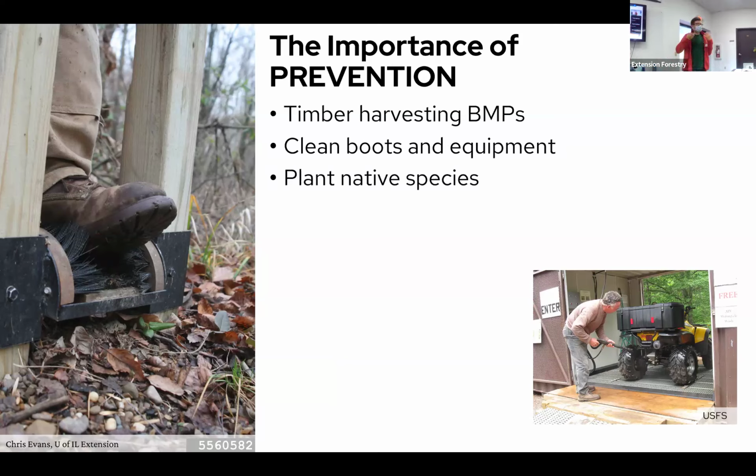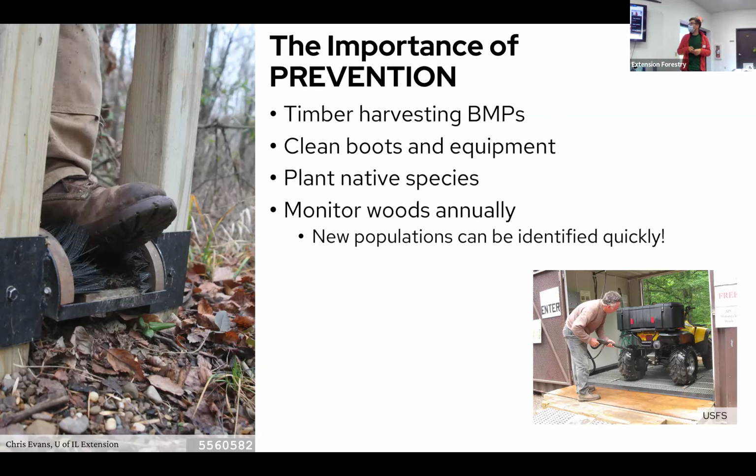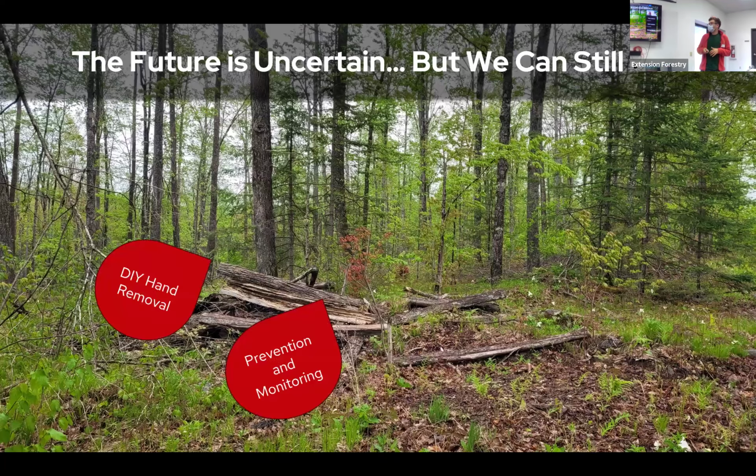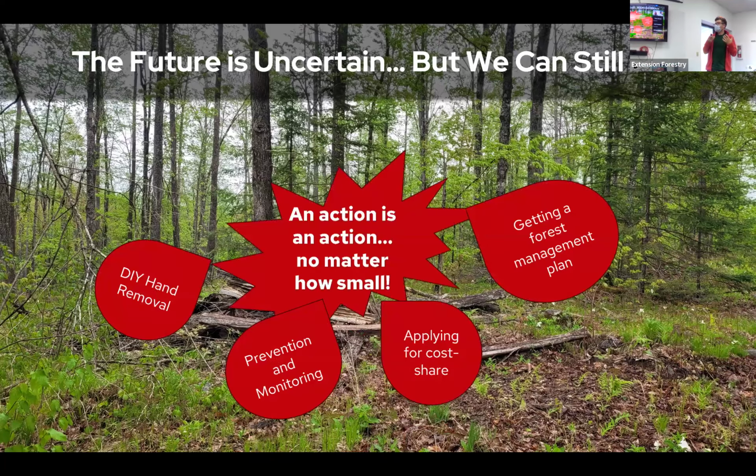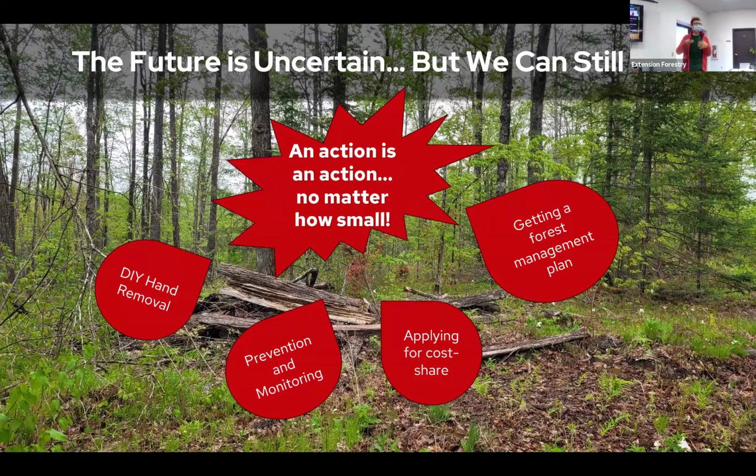Planting native species, preferring native trees, is a good way to prevent the spread of invasives as well. And really getting into a habit of monitoring our woods annually, understanding if there are any new populations that crop up, anything new in our woods, and doing that on a regular basis. So all to say, the future is uncertain, and managing invasive plants can be really daunting and intimidating. But I like to think any small action that we are doing to address invasive plants is really important for forest management.